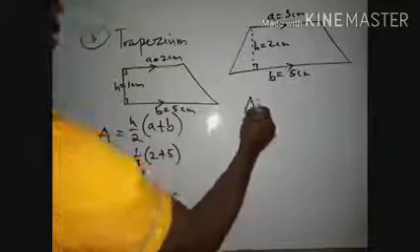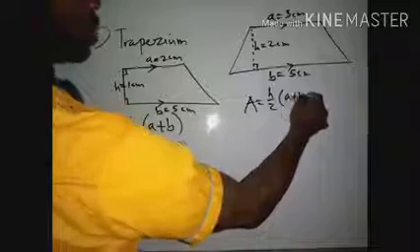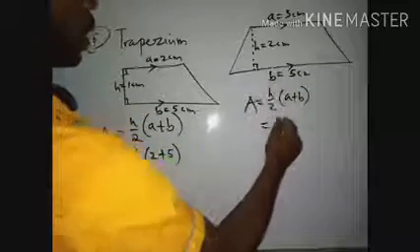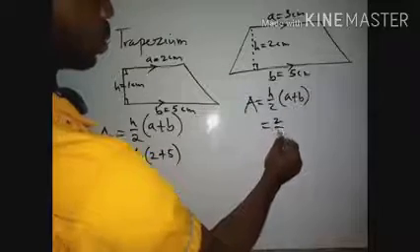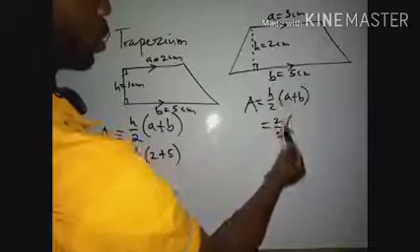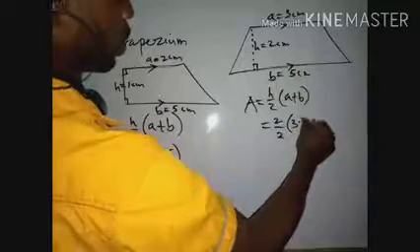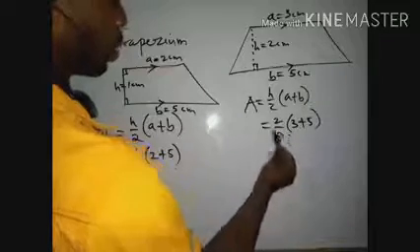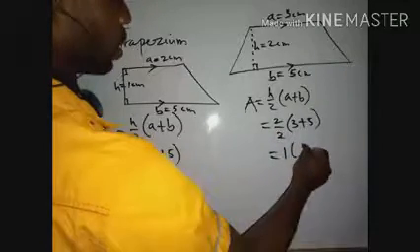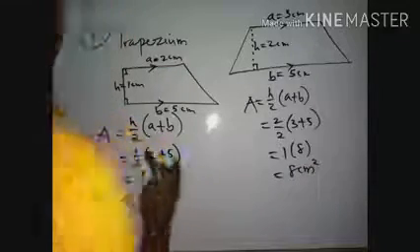Similarly here too, you want to find the area. That will be h over 2, a plus b. Here we have the height to be 2, divided by 2. And the a is 3 up there, plus the b, which is 5. And you have 1, because 2 divided by 2 is 1, and this is 8, and your answer is 8 centimeters square.